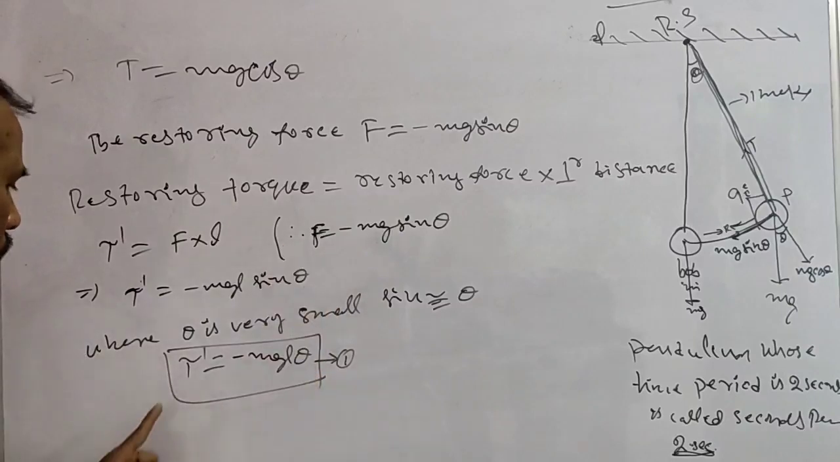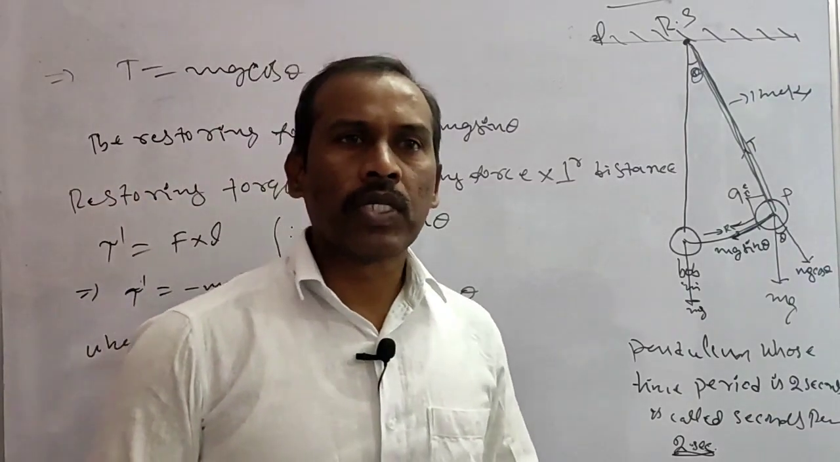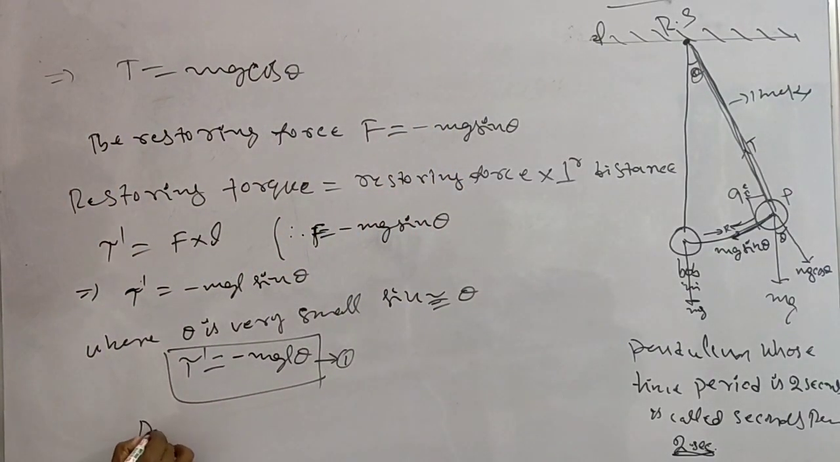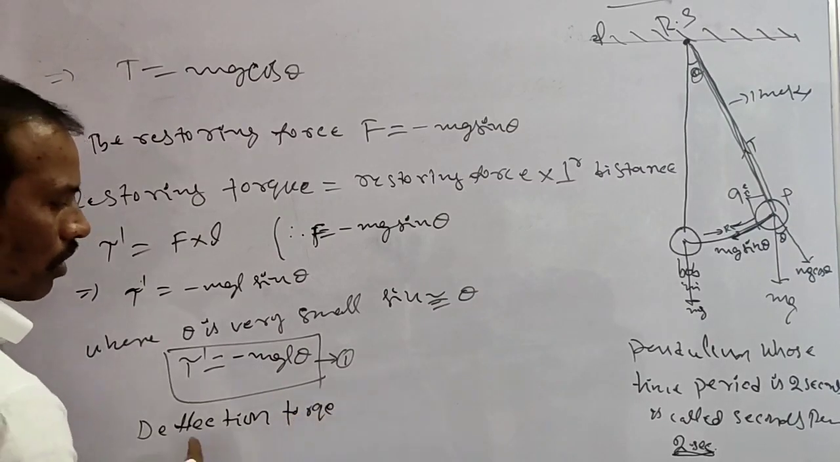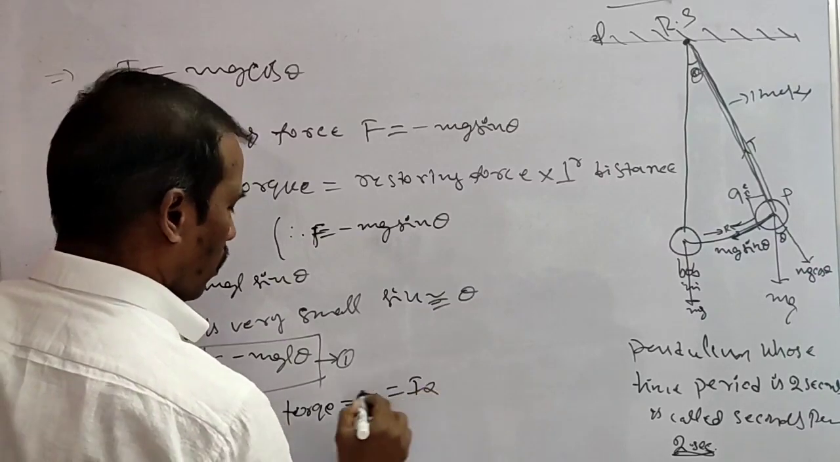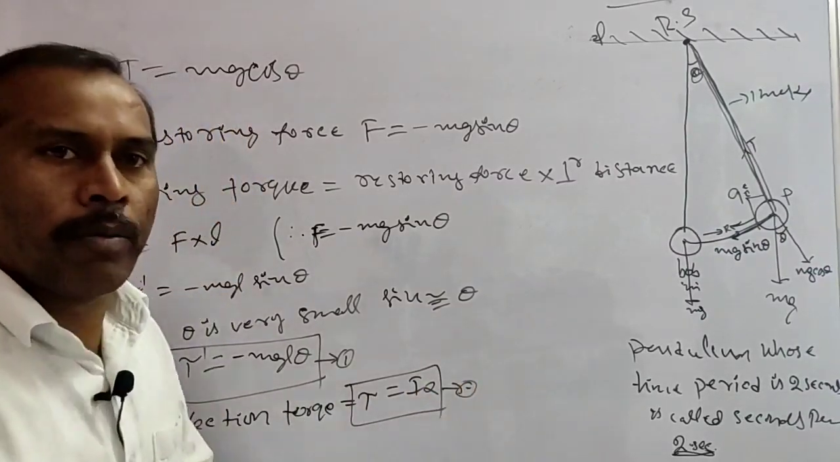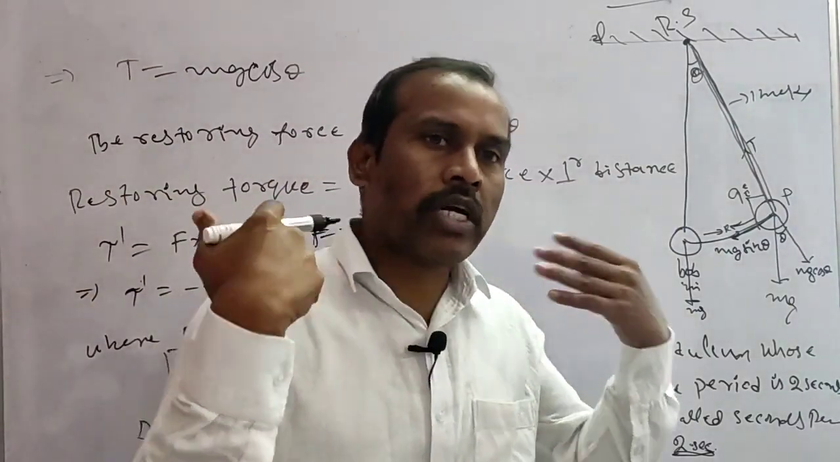This is tau. So the deflection torque is equal to I alpha. The deflection torque tau prime is equal to I alpha. This is equation 2. So in equilibrium, the restoring torque is equal to the deflection torque.